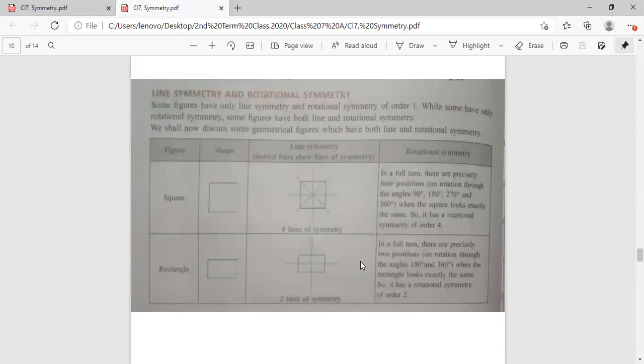At 90-degree, it will not look exactly the same. At 180, it will look, excuse me, exactly the same. And then at 360. So angular rotation is what? 180-degree. And rotational symmetry is of order 2.